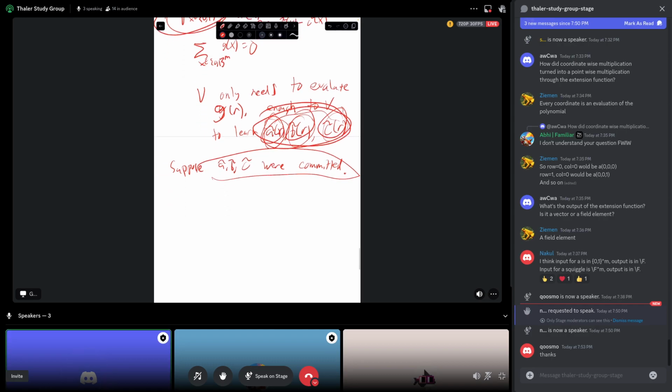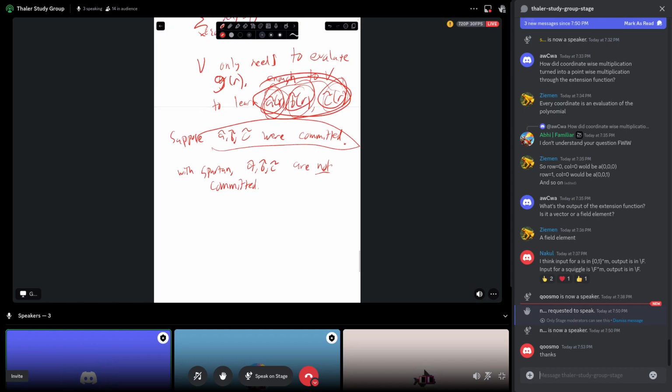Okay, and more like with Spartan, the A twiddle, B twiddle, C twiddle turn out not to be committed. And this is part of the power of sum check, because univariate polynomial based SNARKs would commit these things. They would be univariate extensions instead of multilinear ones, but they would be committed. Only Z twiddle would be committed.